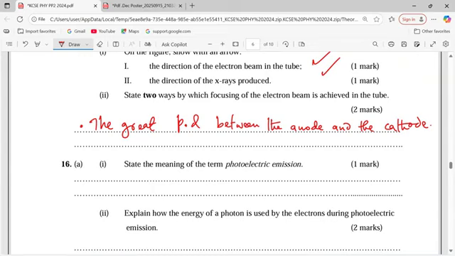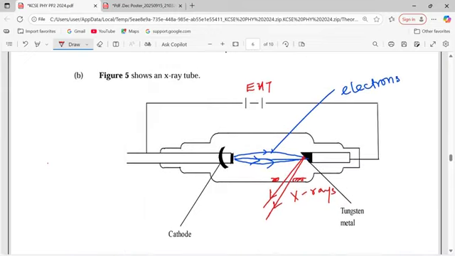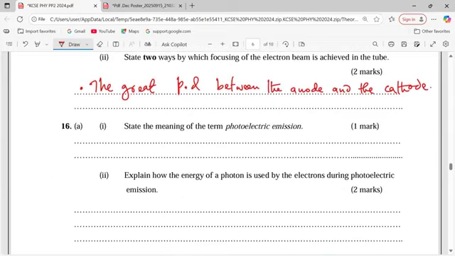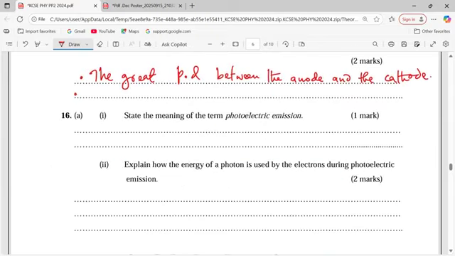Again, we can also talk about the shape of this particular cathode. Look at the shape of the cathode. It's concave in nature. So the concave cathode also participates in focusing the beam to the anode.